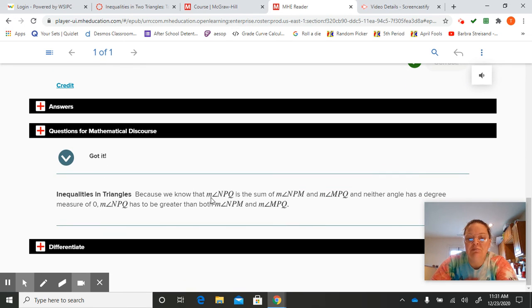Because we know that the measure of NPQ is the sum of the measure of angle NPM and the measure of angle MPQ, and neither angle has a degree measure of 0, the measure of angle NPQ has to be greater than both of these two angles, right? If you have something added together to make a whole thing, that whole thing has to be bigger than both of the parts you put together.